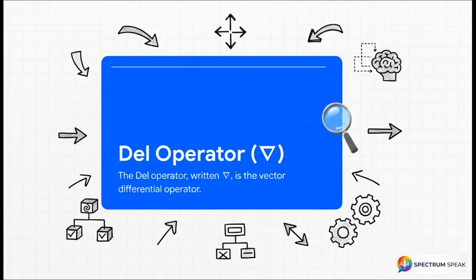So what is it, formally? The del operator is the vector differential operator. Yeah, that sounds super complex, I know, but just think of it as a set of instructions. It's not a value or a vector on its own, it's an operator. It acts on other things, specifically on scalar and vector fields. It's a verb, not a noun.